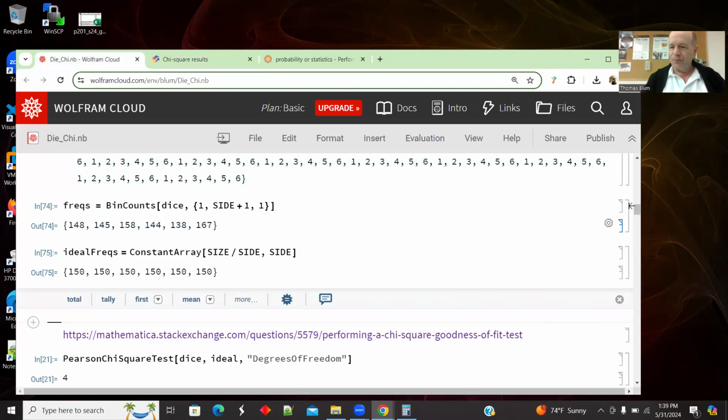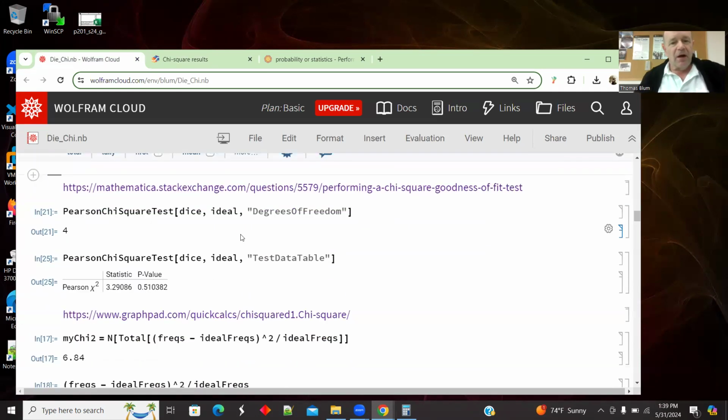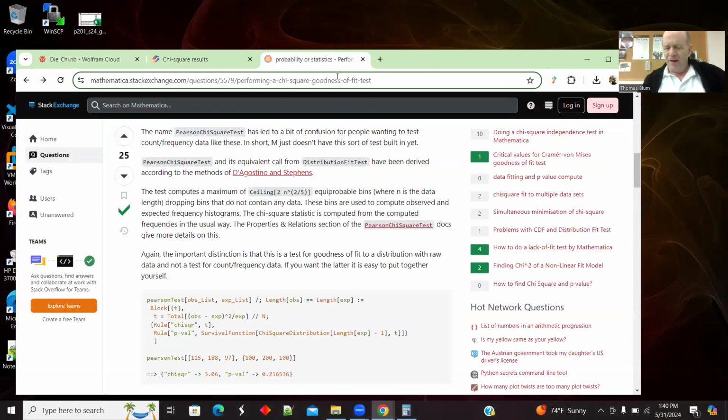But I want to point out this reference here, that what is called Pearson's chi-square test in Mathematica sort of doesn't work this way. I want to thank this reference that I found on Mathematica Stack Exchange, that it is not working with frequency data.